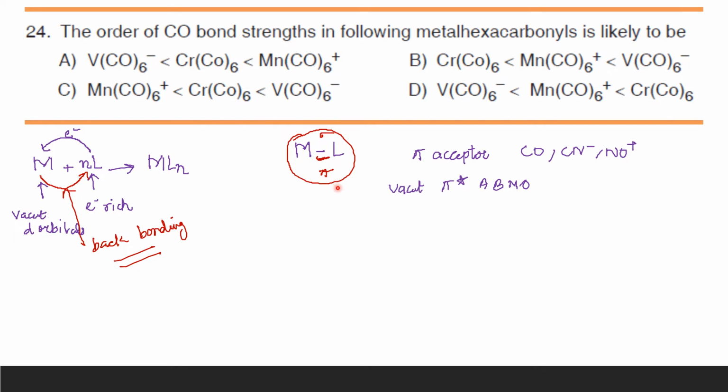Now we are asked to find out the order of CO bond strength, right? So in this case, it will be bonded like you will be having metal and you will be having CO, C triple bond O. Okay, so this is the type of coordination that we expect.